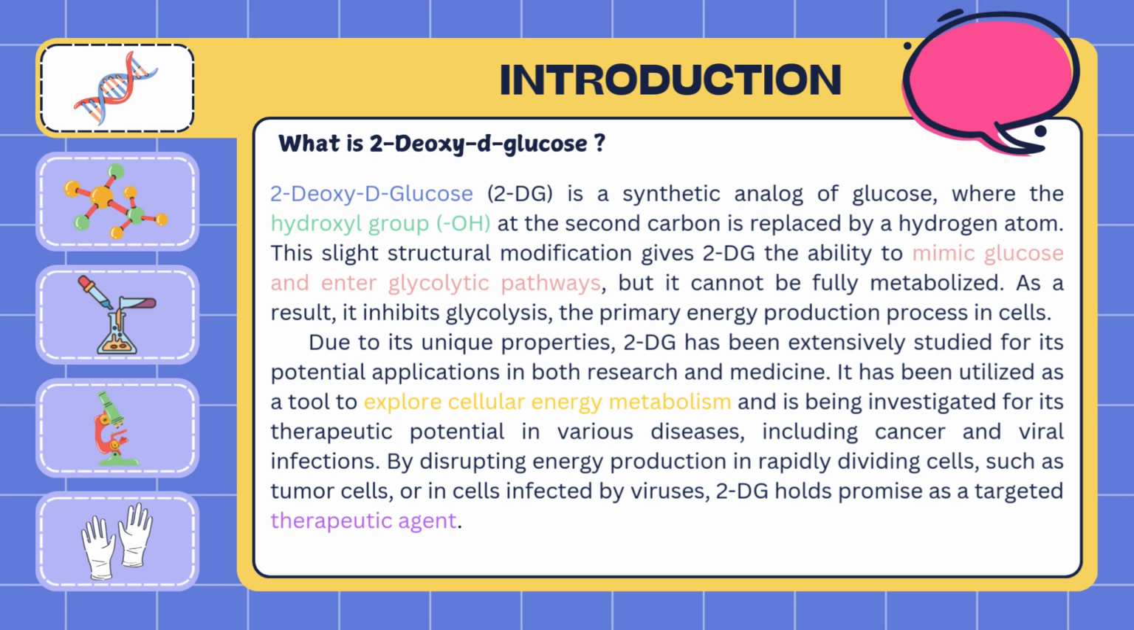It's currently being studied for its ability to target rapidly dividing cells, such as cancer cells and cells infected by virus. By cutting off their energy supply, 2DG has the potential to serve as a targeted treatment in this area. So, in summary, 2DG is not just a metabolic inhibitor, but a compound with a significant implication for both research and medicine.